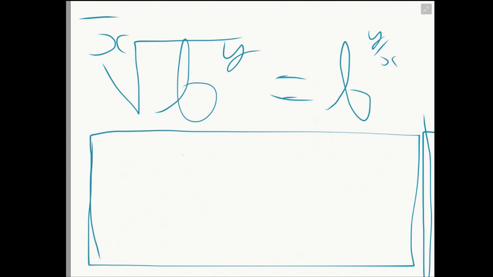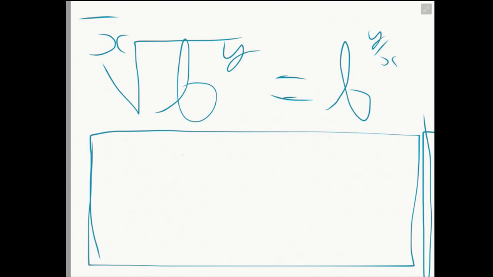Essentially, you're going to add a radical sign over the base. Next, you're going to take the numerator of the fraction and raise the base to that exponent. So in this case, it'll be b to the power of y. Next, we're going to take the denominator of the fraction and put that as the index of our radical. So this will be the xth root of b to the power of y, okay?